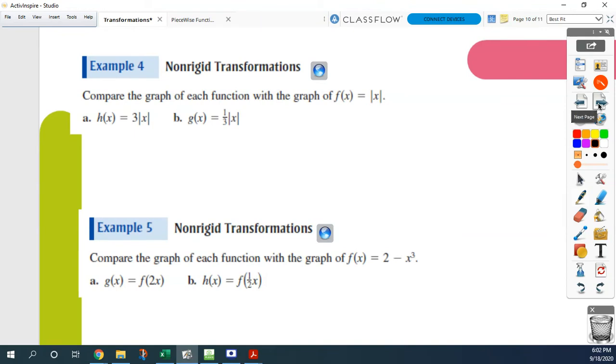All right, so our last type of transformation are called our non-rigid transformations. And so these are what we also call our dilations.